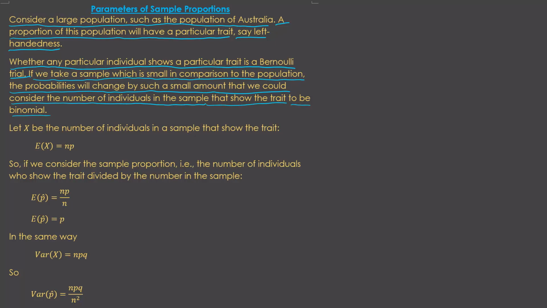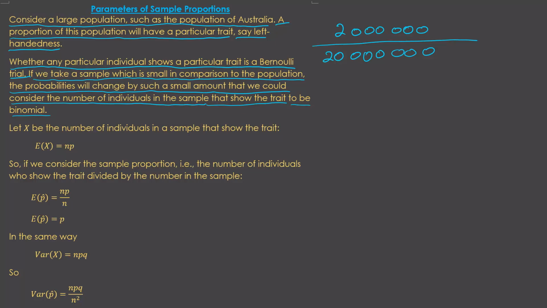Now, let's just have a word on this. Let's just say, for argument, that the population of Australia is 20 million. I know it's a bit more than that, but it's a nice round number. And let's say that 2 million of those are left-handed. So the probability of the first person we pick being left-handed is 2 million out of 20 million.